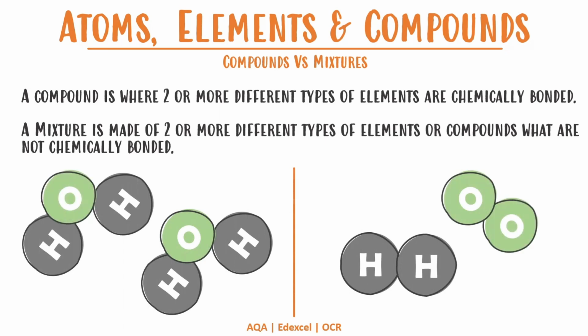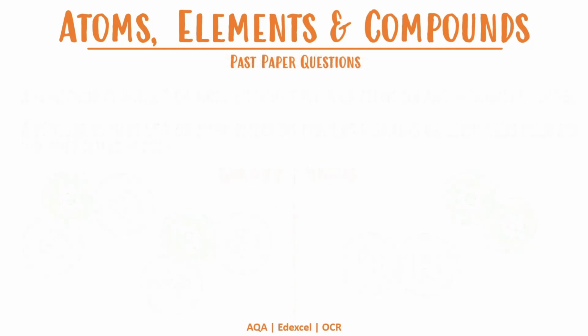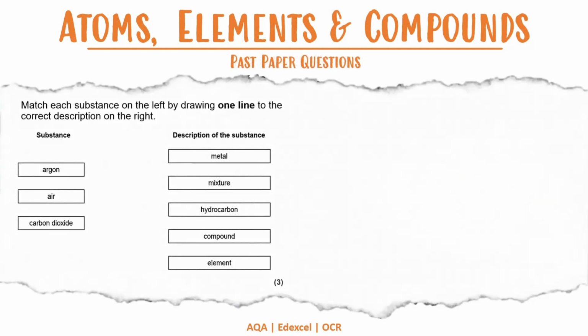Here are some examples. On the left-hand side, we've got compounds, water molecules, which, again, H2O, hydrogens and oxygens. Whereas on the right-hand side, we have mixtures. In this case, we've got a mixture of elements. We've got hydrogens and we've got oxygens. Let's try and apply this to some questions. So our first past paper question is as follows. Take the next minute to work through this before we go through the answers.